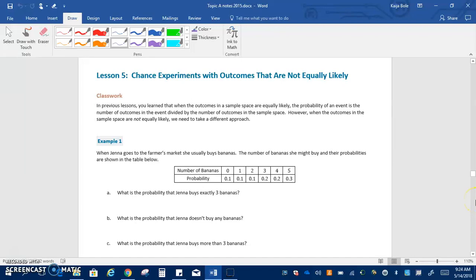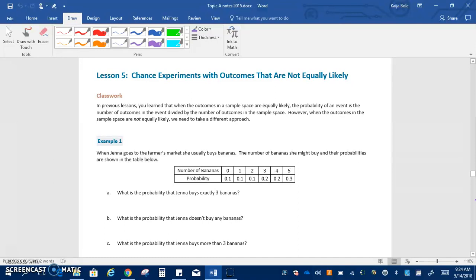Alrighty, so here we are on Lesson 5, Chance Experiments with Outcomes that are not equally likely. So they gave us a table here in example 1. It says, when Jenna goes to the farmer's market, she usually buys bananas. The number of bananas she might buy and their probabilities are shown in the table below. Part A says, what's the probability that Jenna buys exactly 3 bananas?